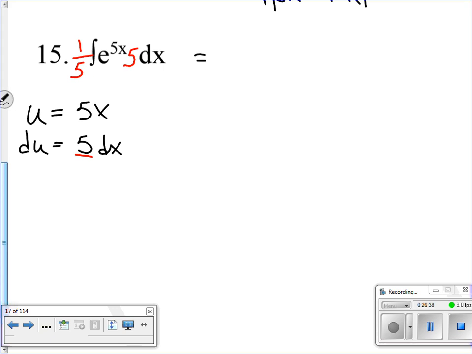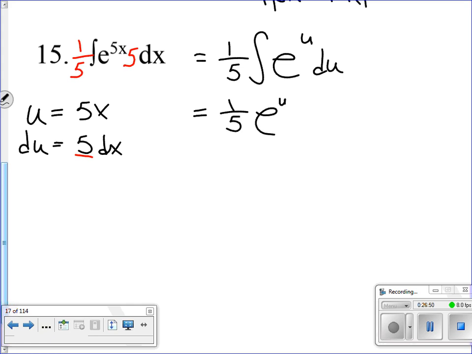And so when we rewrite this in terms of u, we have 1/5 times the integral of e to the u, right? The 5x is u, and 5 dx is just du. Now we can go ahead and get the antiderivative, which is just e to the u, and then we switch it back to x's. e to the 5x plus c.